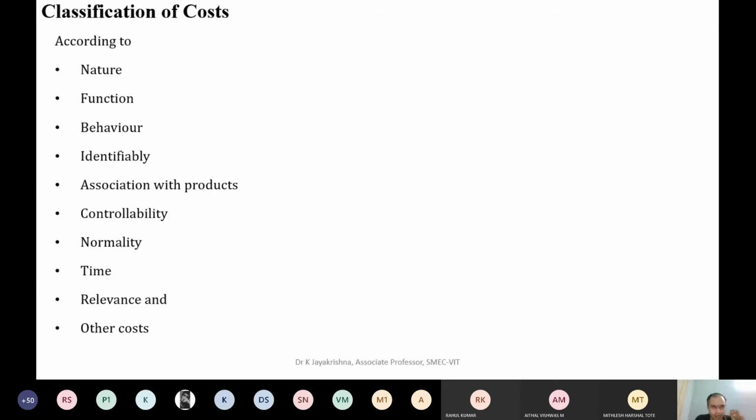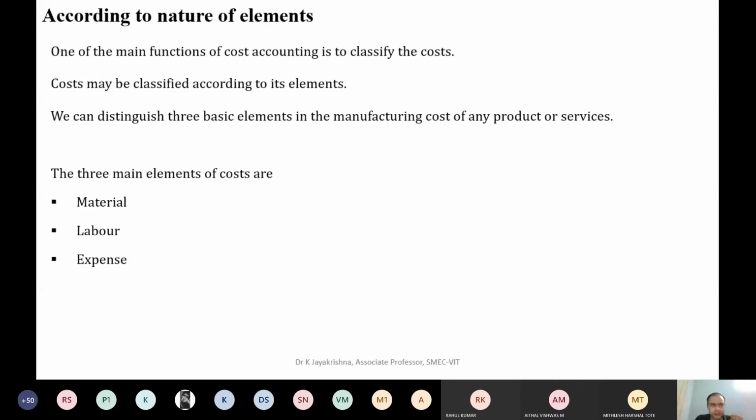Here is how the cost is determined. According to the nature of elements, we are going to classify the cost again. As I told you, it's going to be material, labor, and expenses. These are the fundamental elements of cost. Three fundamental elements: material, labor, and overhead charges. Only based upon these three basic elements, the manufacturing cost of any product or service will be determined. Material, labor, and expenses. It's very simple.